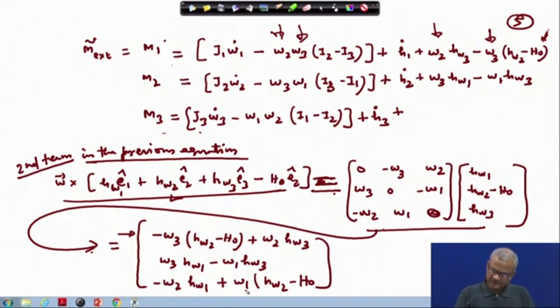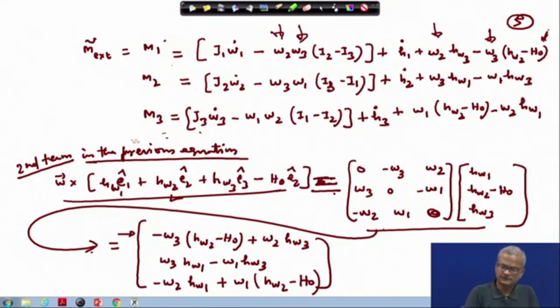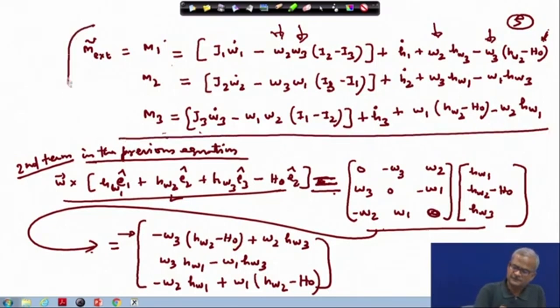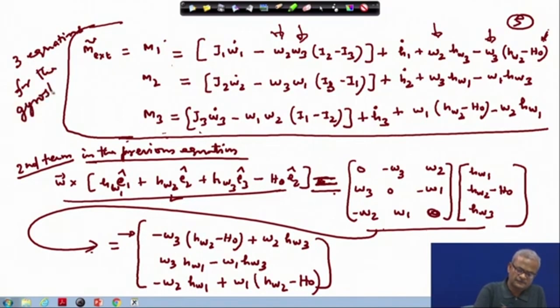Similarly, the third term we can pick up. Here the first term is omega 1, so we will pick up this and write here omega 1 times (h_w2 minus h0) and then minus omega 2 times h_w1. So, these are the three equations, and this is a nonlinear set of equations for the gyrostat.